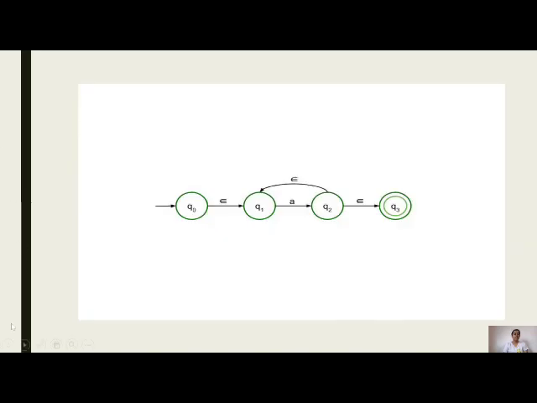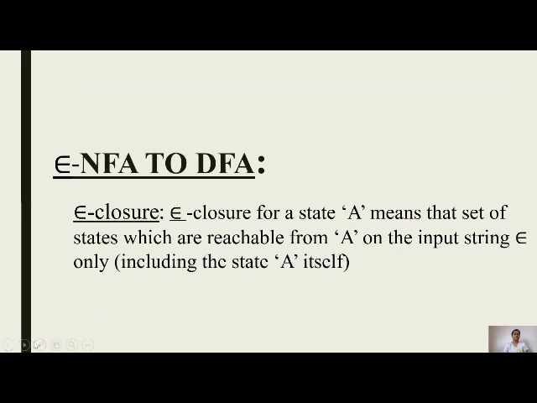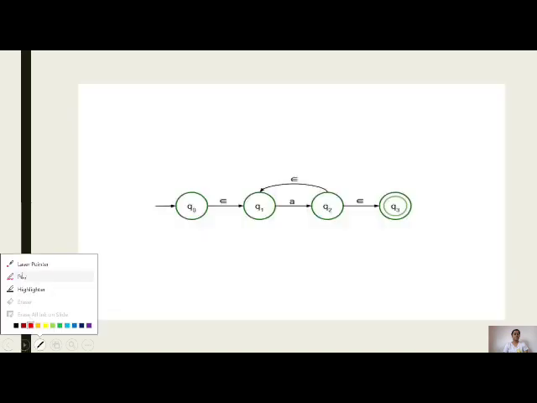So in this example, for Q naught, the epsilon closure is that state itself, that means Q naught. Then with the input string epsilon, it is going to Q1. So epsilon closure of Q naught is Q naught and Q1. For Q1, with the input string epsilon, it is not going to any other state. So epsilon closure of Q1 is Q1 itself.